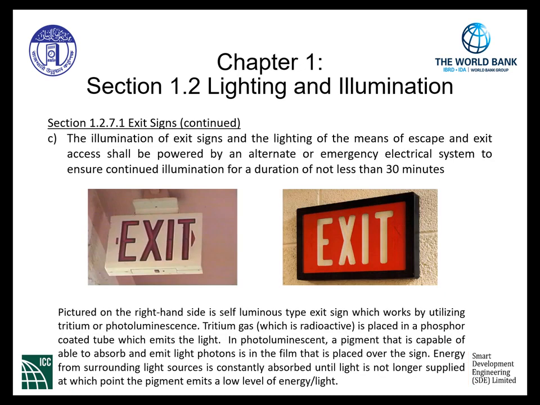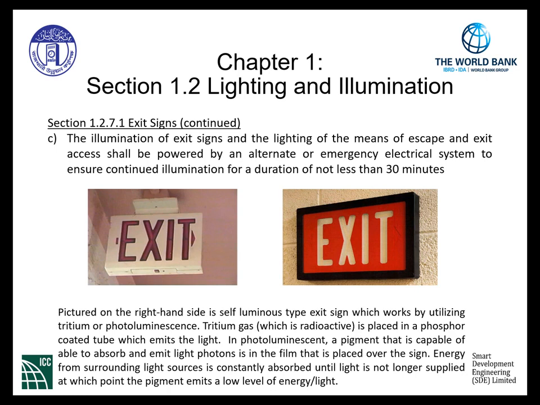Exit signs continued. Item C: the illumination of exit signs and the lighting of the means of escape and exit access shall be powered by an alternate or emergency electrical system to ensure continued illumination for a duration of not less than 30 minutes.